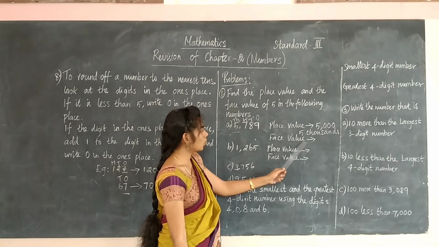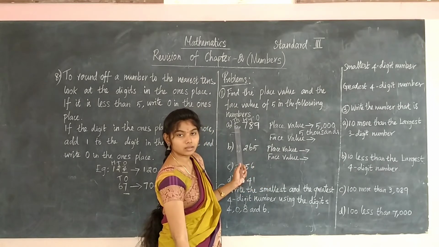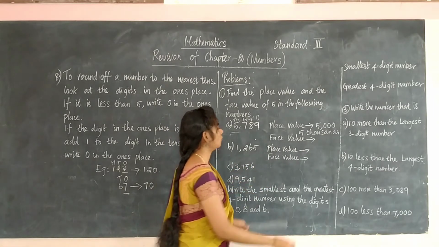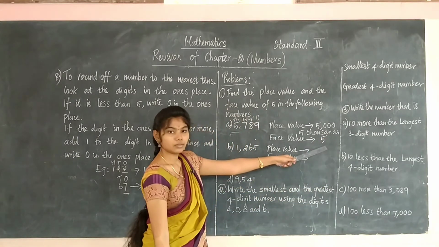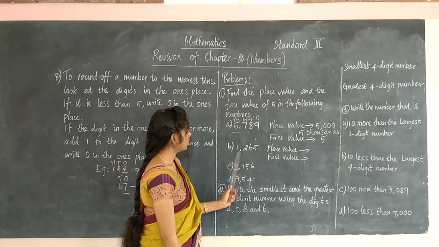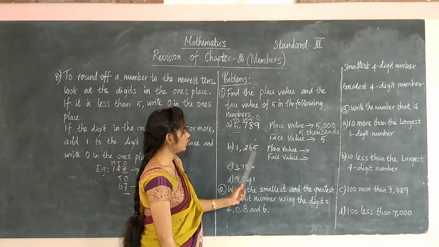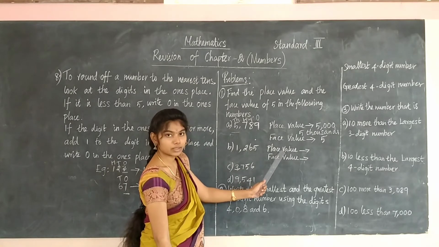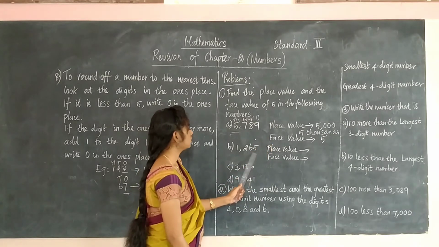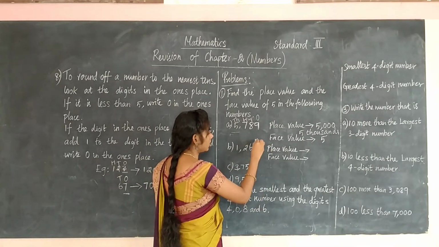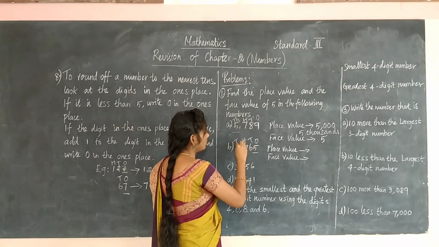In the face value, what is the face value of 5? The digit itself is the answer for the face value. 5 means the face value is also 5, the same number. So the next one, 1265. Here we have to find the place value and face value for the number 5. Here where is 5? In the ones place, 5 is present.